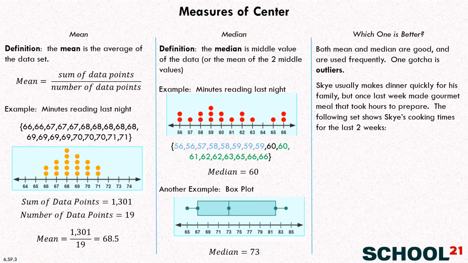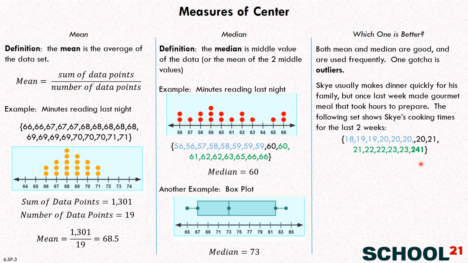Sky usually makes dinner quickly for his family, but once last week he made a gourmet meal that took hours to prepare. The following set shows Sky's cooking times for the last 2 weeks. So we're going to get the number of minutes that Sky spent cooking, and just like in the last data set, we're going to put them in order and color the lower half and the upper half of the data. One day it took him only 18 minutes, another day only 19 minutes, another day only 19 minutes, etc. But then there was that one day that he spent 241 minutes. That's 4 hours and 1 minute making a gourmet meal.